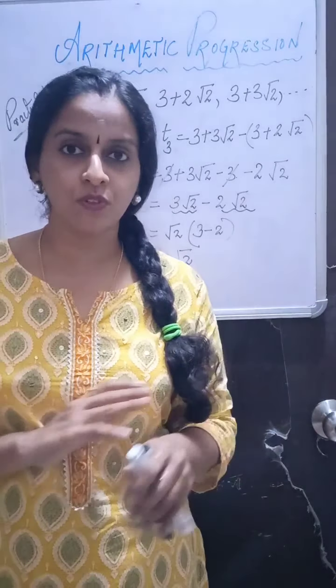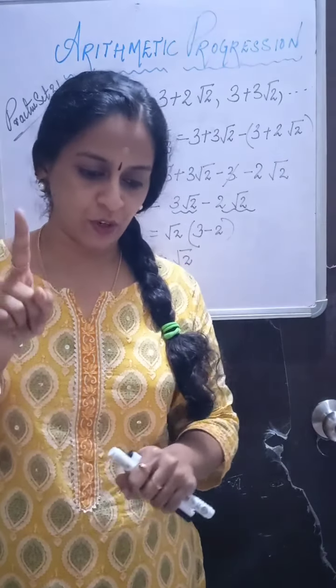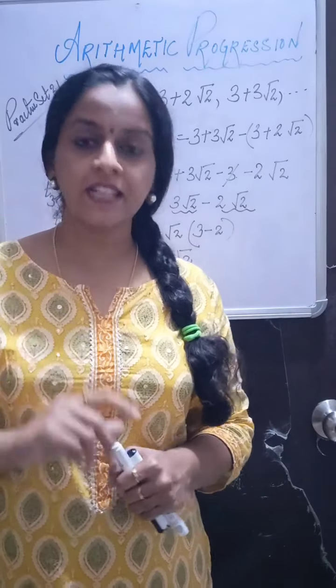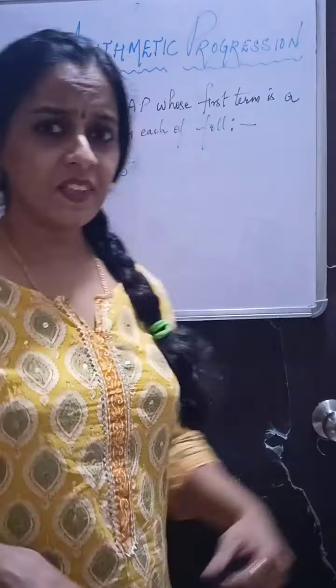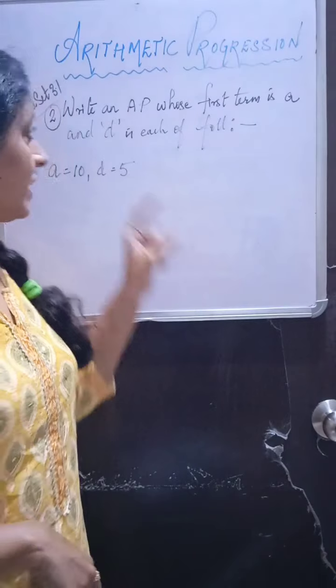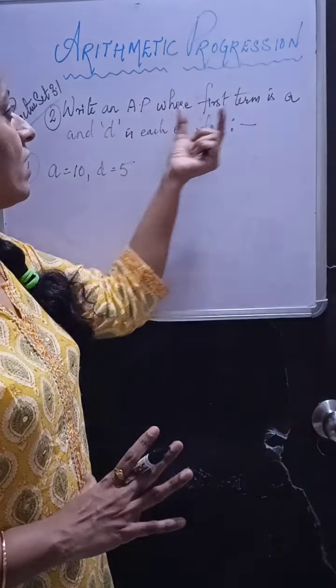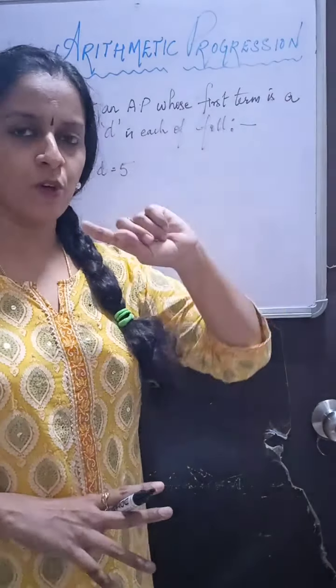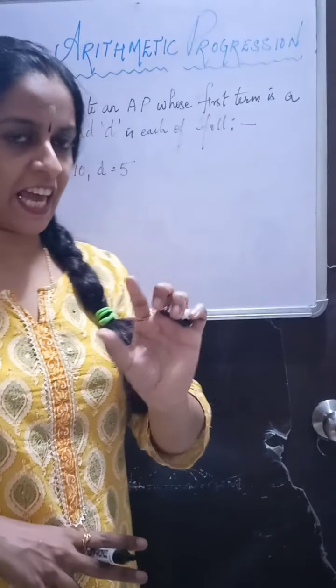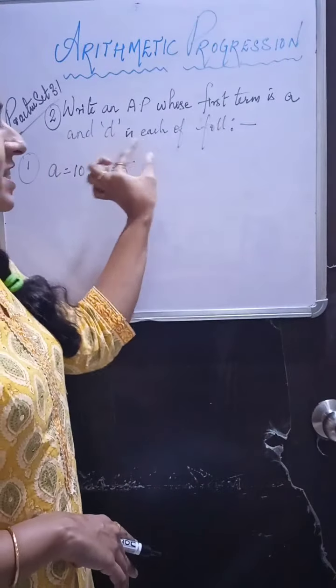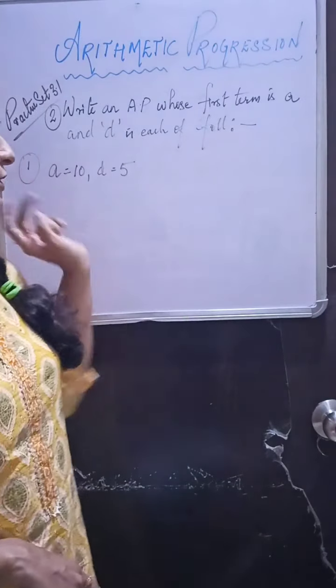I hope you understood these sums. Two sums, try it on your own. That is sum number 5 and sum number 8. Now the second question, very important. Write an AP. We should form an arithmetic progression where first term is A. I told you, first term we will be taking as A. And D is the common difference in each of the following.